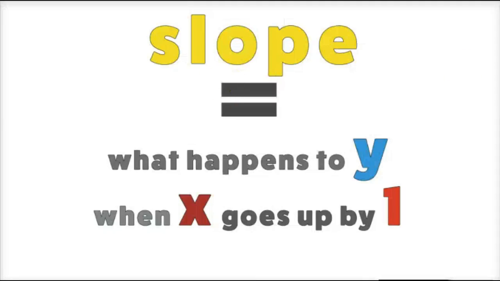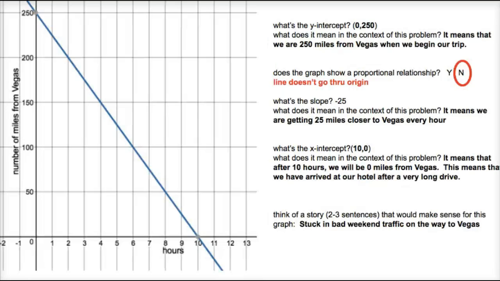Hey guys, I wanted to do a walkthrough video on some of the things that are going to be on your test tomorrow. This is an important thing to keep in mind always: the slope is always what happens to y when x goes up by 1. It's just a really good thing to lock away and remember about slope. So if you're not sure, you can always go back to that.